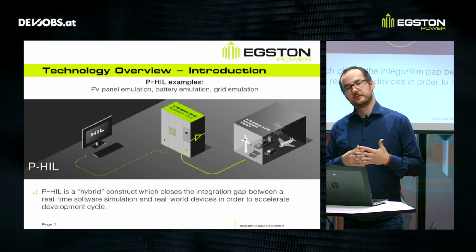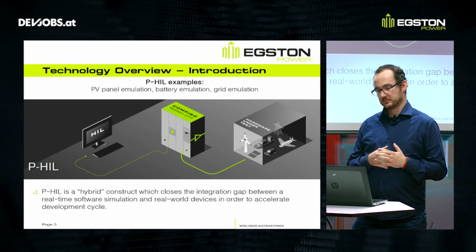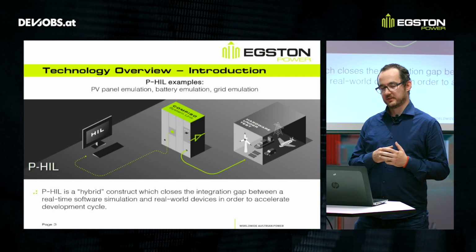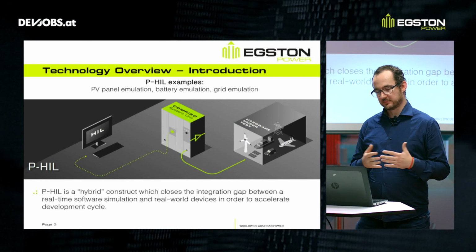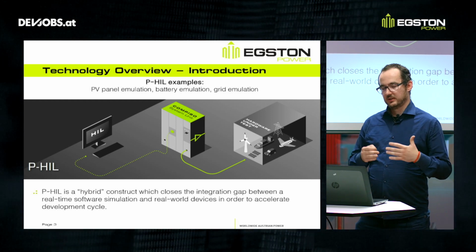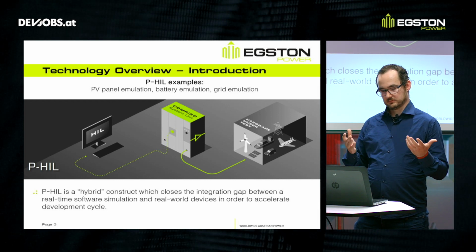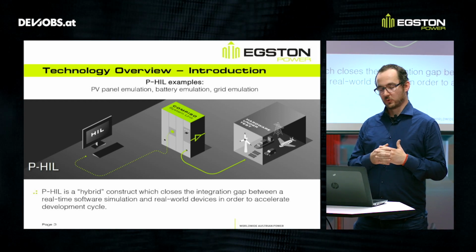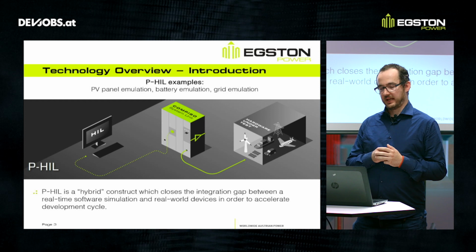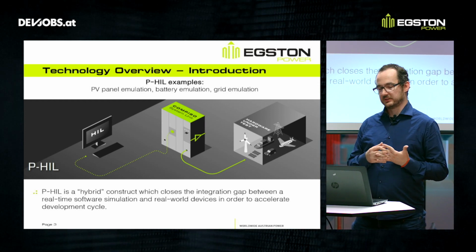One of the examples that we could present here in order to better understand the power hardware in the loop concept is a simple use case in which one of the EGSTON amplifiers could simply play the role of a PV panel or a battery, or simply be a grid.